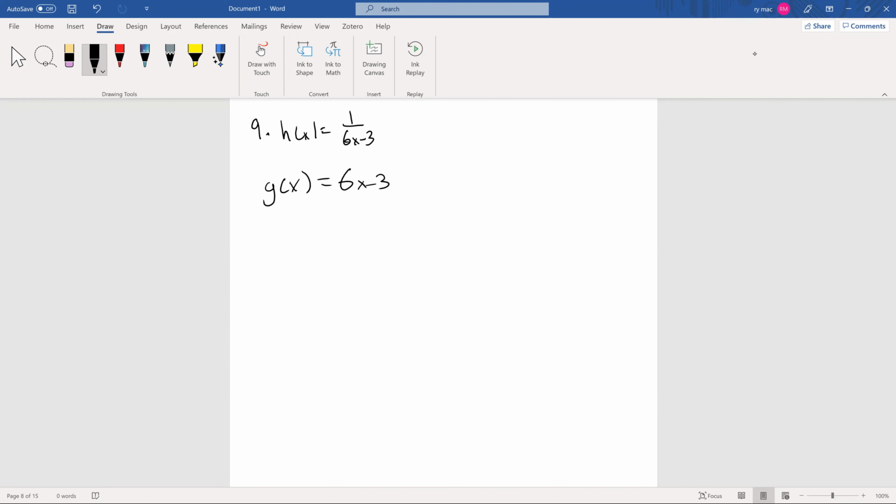And then my f of x, well, what do I plug in? If I make 6x minus 3, let's say, equal to x, well, then if I go back to my original, that would make it look like 1 over x. Well, that ends up being my f of x. So my f of x will equal 1 over x.